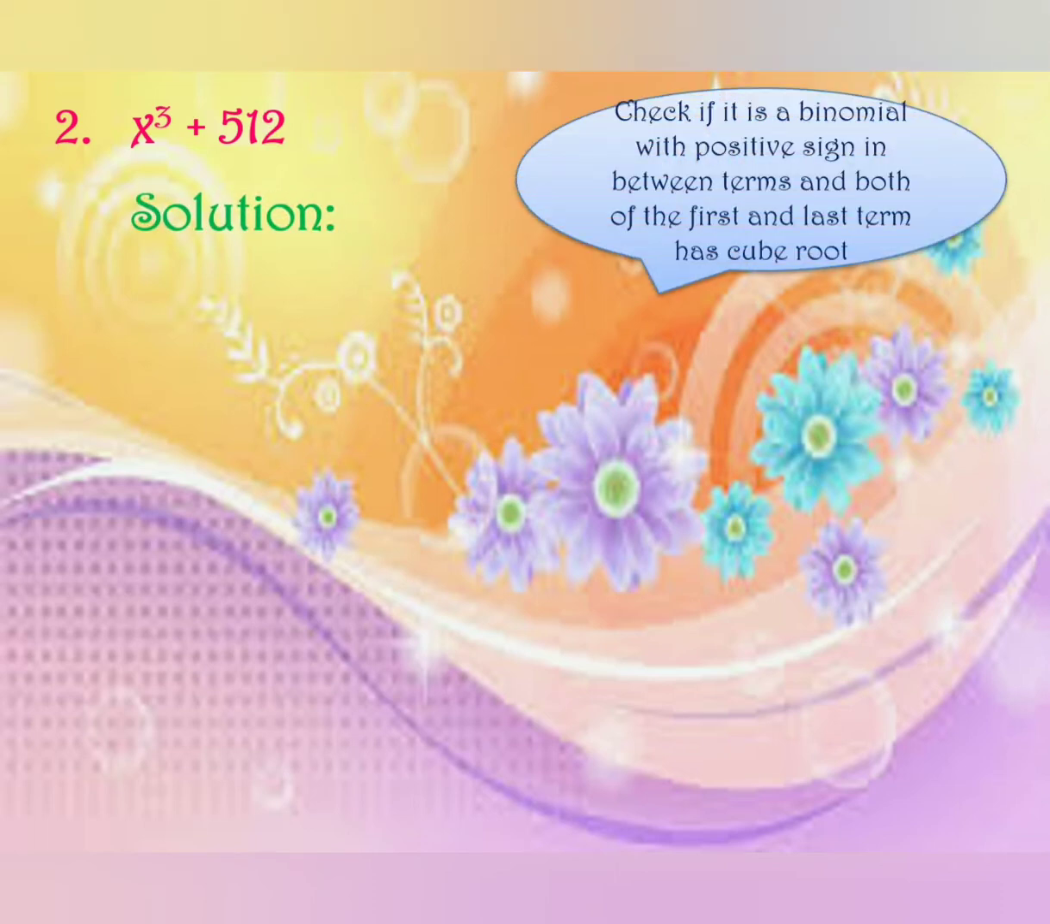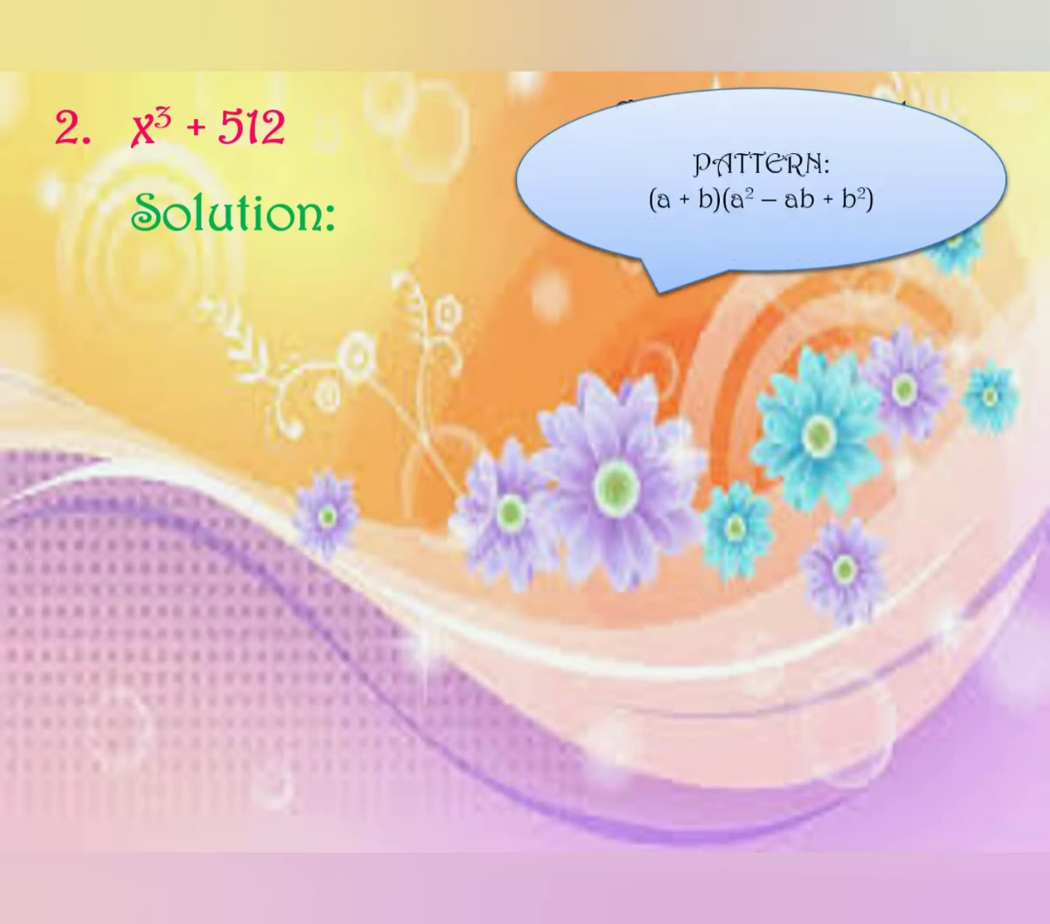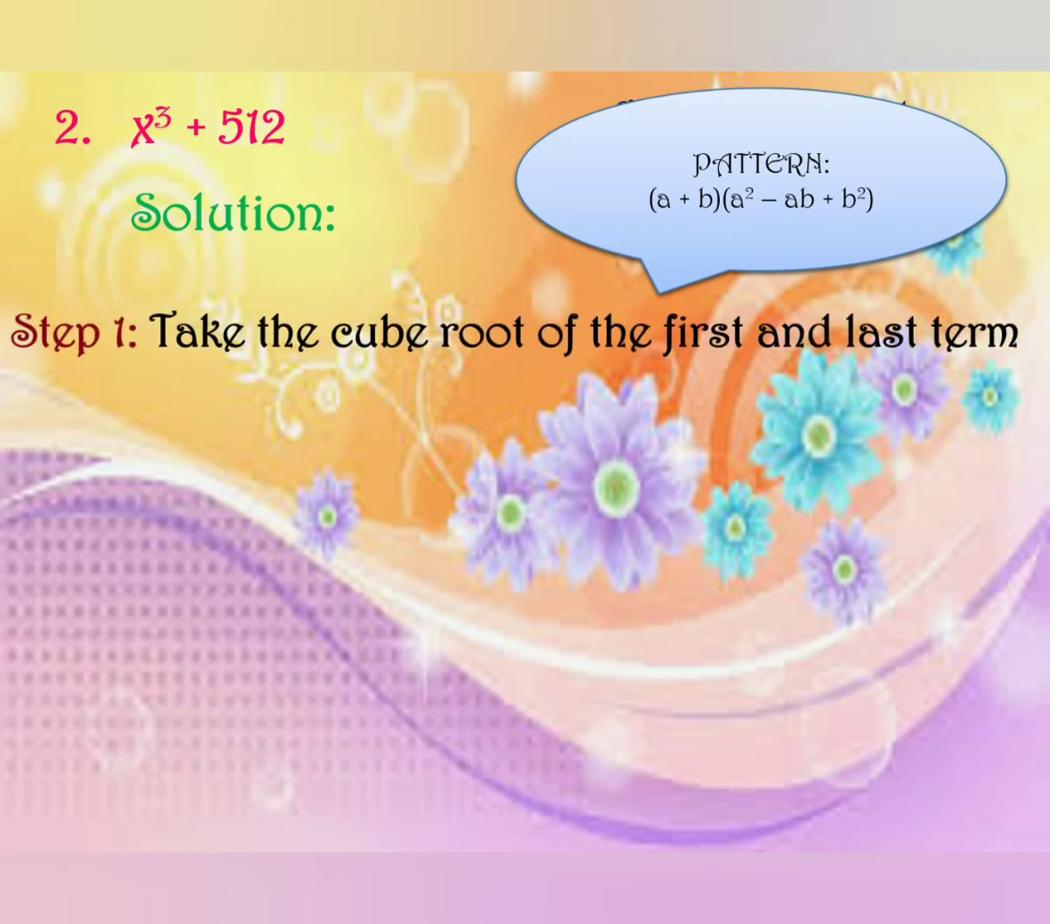Number 2, x cubed plus 512. Solution. Check if it is a binomial with a positive sign in between the terms and both the first and last terms have cube roots. So we can now use the pattern quantity a plus b times quantity a squared minus ab plus b squared. Step 1, take the cube root of the first and last term. Our first term is x cubed, so the cube root of x cubed is x.